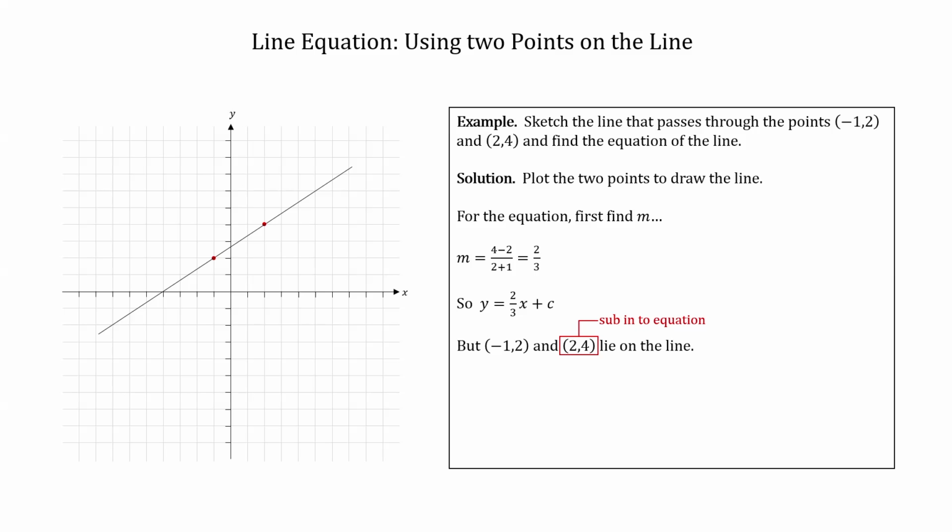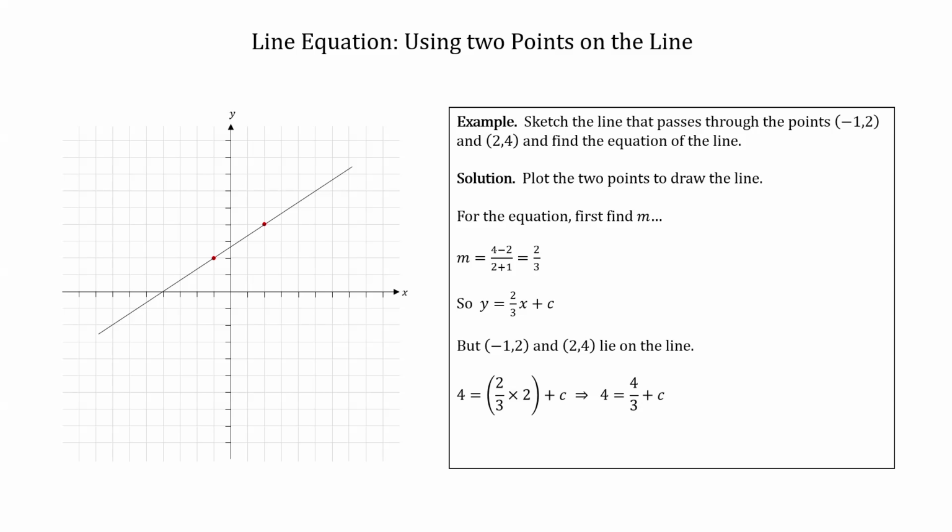We're going to sub this into the equation, so we're going to set x equal to 2 and y equal to 4. And then the only unknown will be c, so we just rearrange to find c. So if we sub it in, we get 4 equals 2/3 times 2 plus c. We'll then calculate this bracket, and we get 4 equals 4/3 plus c. So 2 times 2/3 is 4/3.